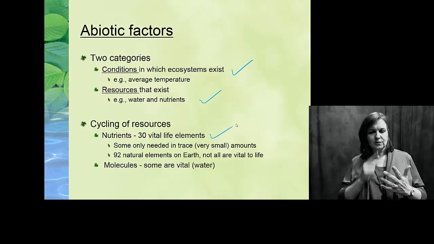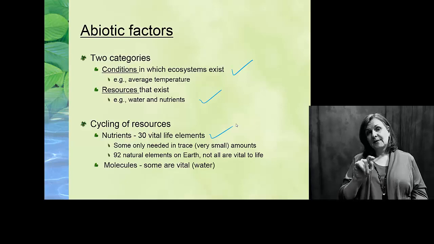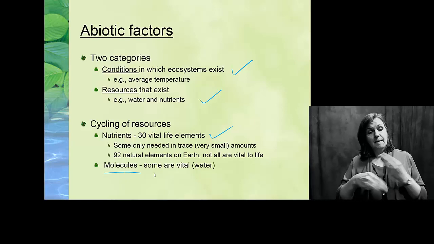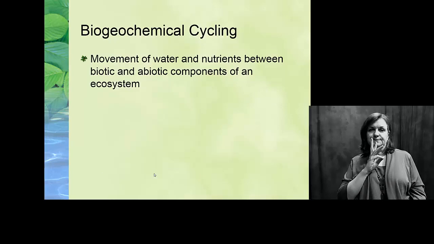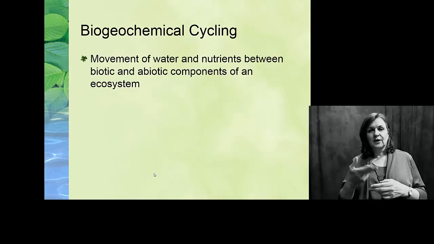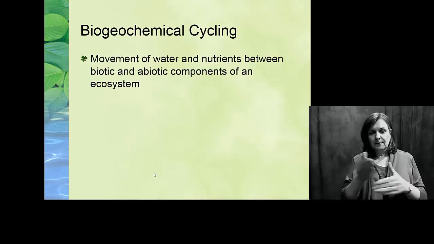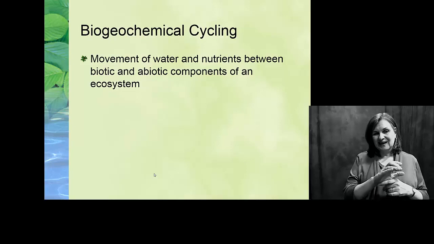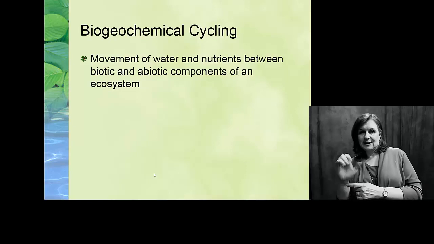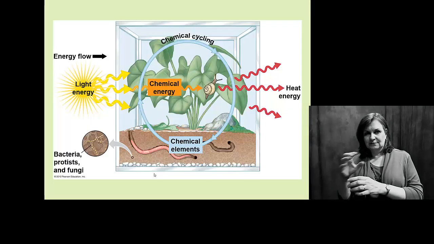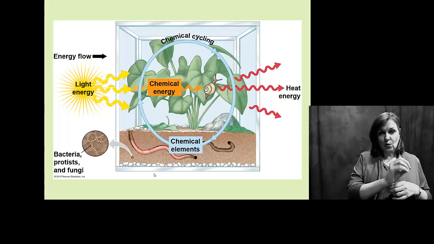Not all of the ones that we find on the planet, of course, do we use, and some of them are actually toxic. We've talked about that before. But then we also look at other molecules that would be vital, such as water. In these systems, we do something we call biogeochemical cycling. And essentially, this is movement of water and nutrients between biotic organisms and abiotic components. So how do you get nutrients from the environment to an organism and back again? So it really is all about natural recycling.